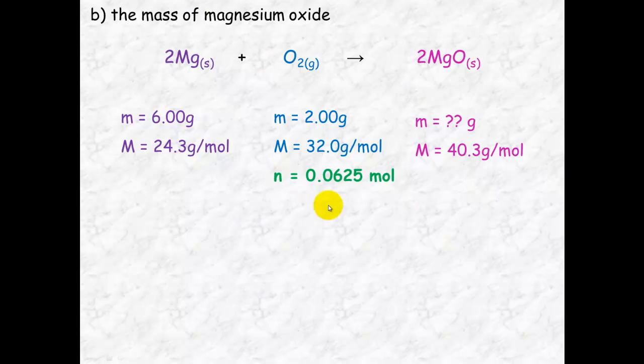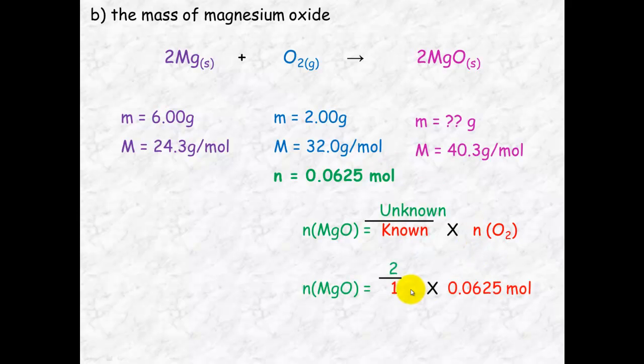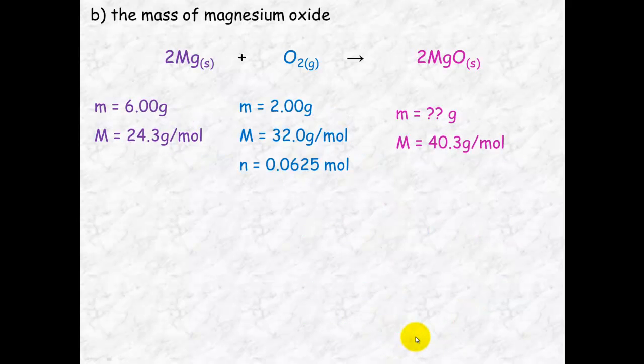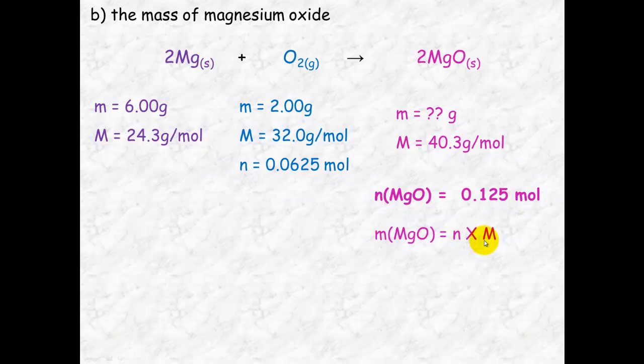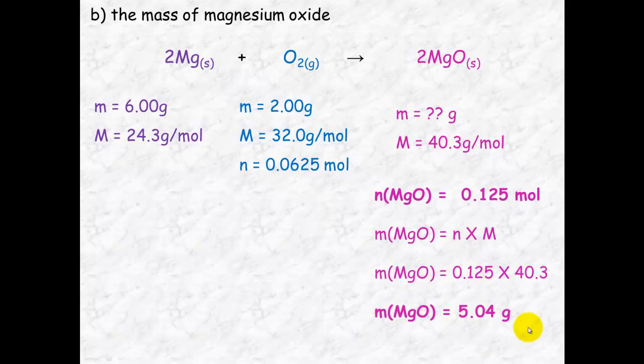So here's our information. We've just worked out that this is the limiting reactant, so this is the number of mole that we're going to use to work out how much magnesium oxide there is. So the amount of magnesium oxide equals unknown over known times the amount of oxygen, which equals 2 over 1 because it's a 2 to 1 ratio, unknown over known, times the number of mole, which equals 0.125 mole. So we use that 0.125 mole and we can work out the mass, which is number of moles times molar mass, which is equal to 5.04 grams.